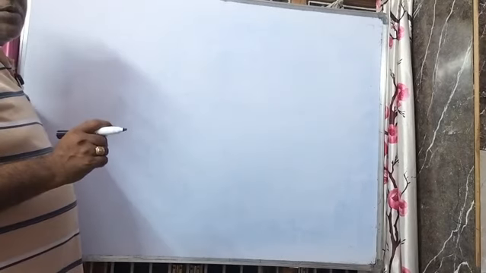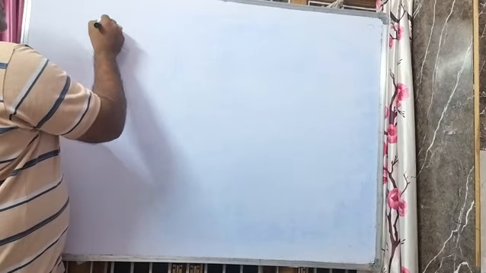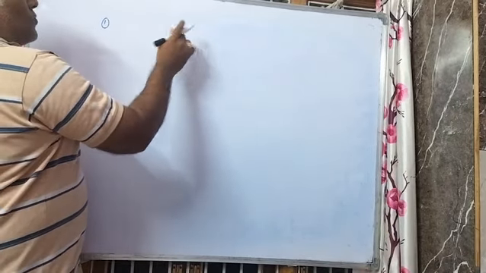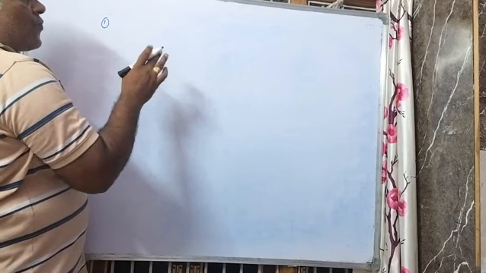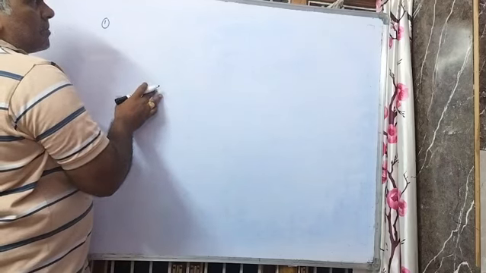Today, we are discussing moment of inertia. Today, we are discussing two problems. This is the first problem. A rod of length 4L is bent as shown in the diagram.